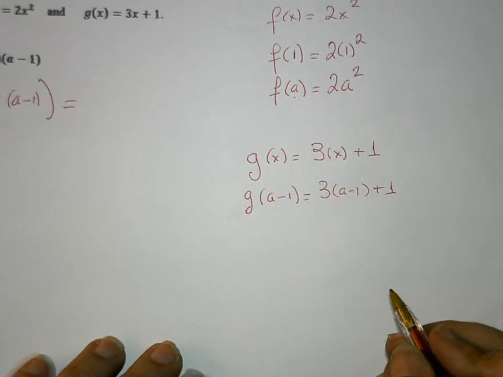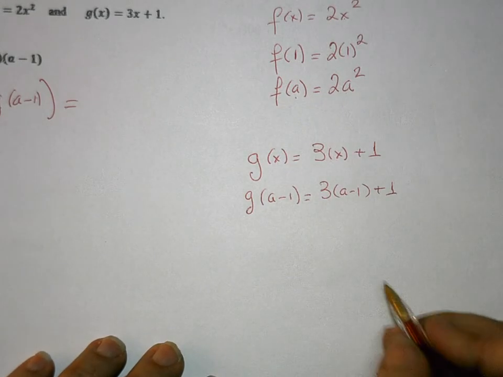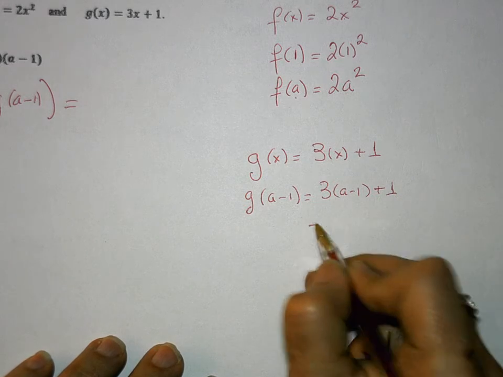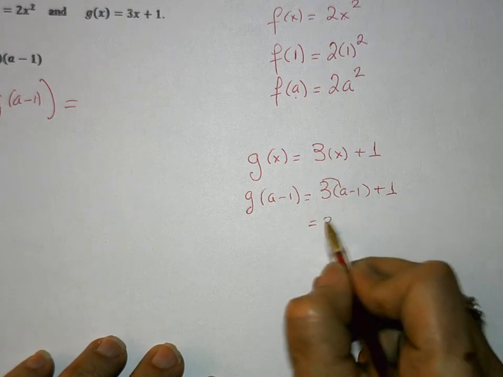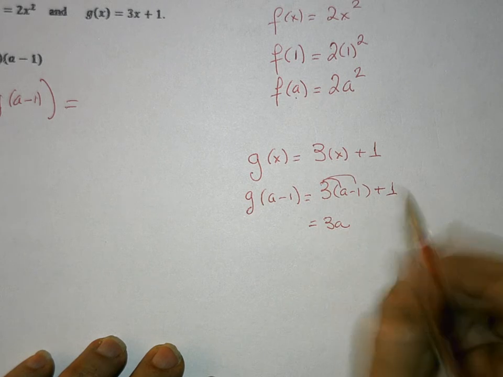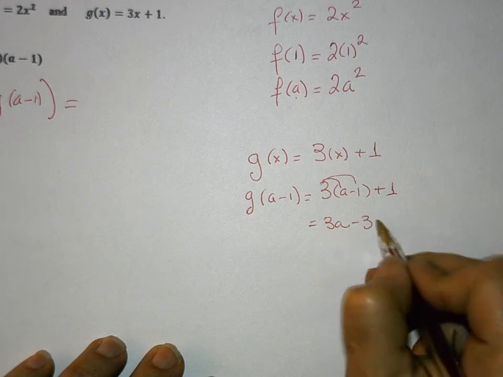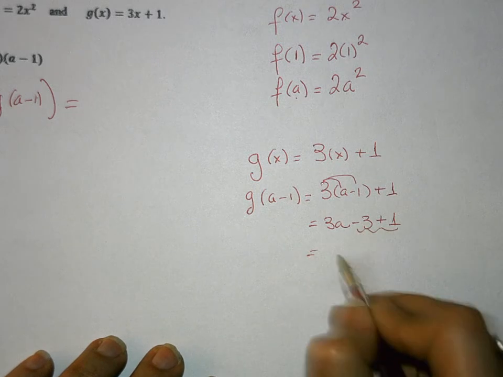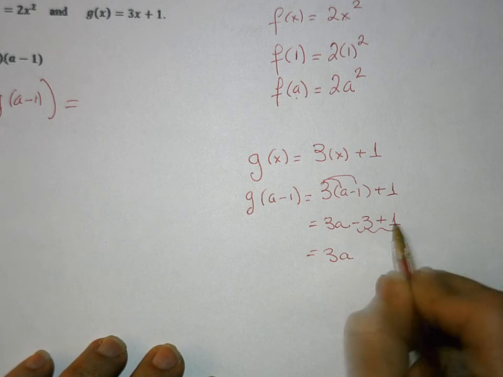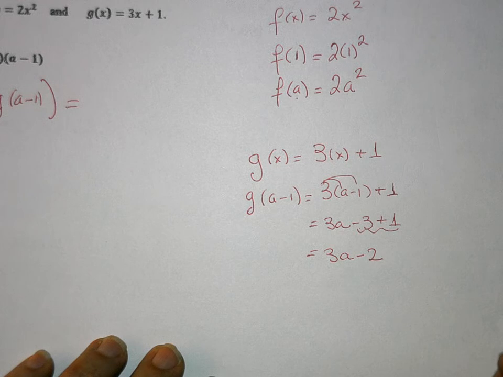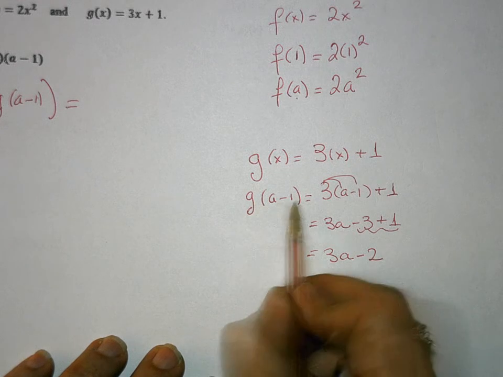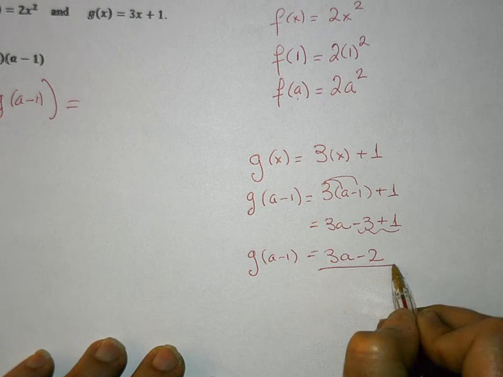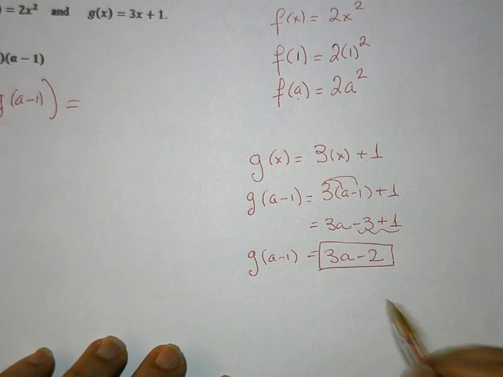And then of course we need to do some little cleanup. It's just some minor algebra work here. So 3 times a is 3a. 3 times negative 1 is negative 3, but I still have that plus 1 in the back. So a little bit more cleaning up, we get 3a, negative 3 plus 1 is negative 2. So there you go. g of a minus 1 actually equals 3a minus 2. I found out what that is.